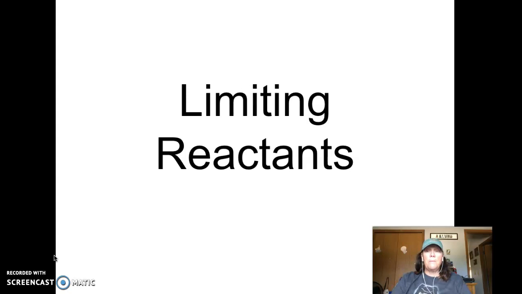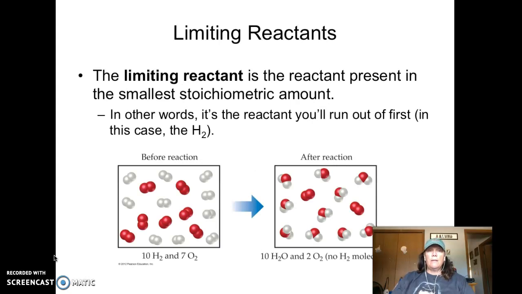It limits how many ham sandwiches you can make, how much product, and your ham is your excess reactant. That's what you have left over. Me, I just throw a couple extra pieces of ham on the sandwiches, or just eat the ham, but you know how that goes. But that's an example of limited reactant, a simple example. So basically, you compare one reactant to the other and figure out which one you run out of first. Okay? All right, so limited reactant is the reactant present in the smallest amount. In other words, again, the one you run out of first.